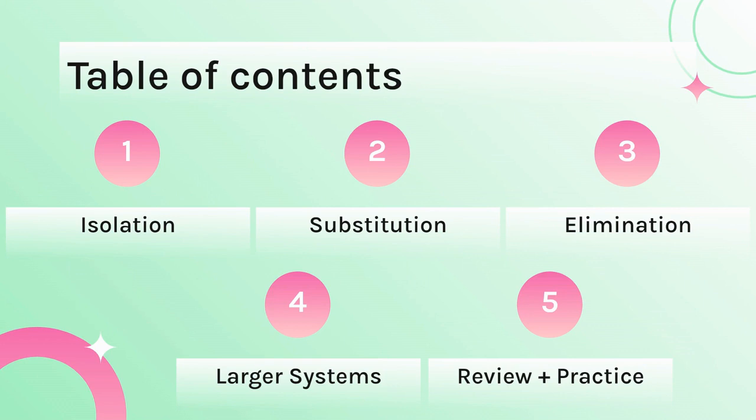Now, what are we going to be learning? Well, we're going to begin with isolation, which is just a way to solve single variable equations, and it's like the basis for solving any type of equation. Then we're going to go on to substitution and elimination, which sort of go hand in hand. They're basically extensions of isolation. And then larger systems, which are extensions of even this. And then review and practice, we'll get to that at the end.